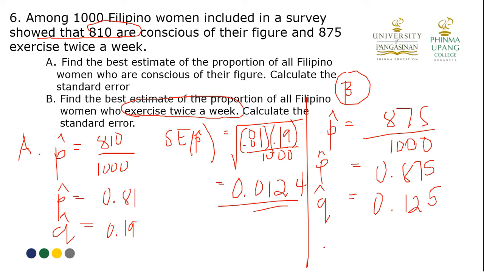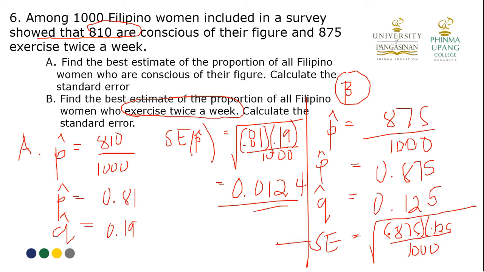O, diba? Mabilis lang. Di na tayo matagalan. Standard error na. Multiply nyo na agad yan. 0.875 times 0.125, square root ng 1,000. So what is the standard error, guys? 0.0100. Sige, 4 decimal places lang.